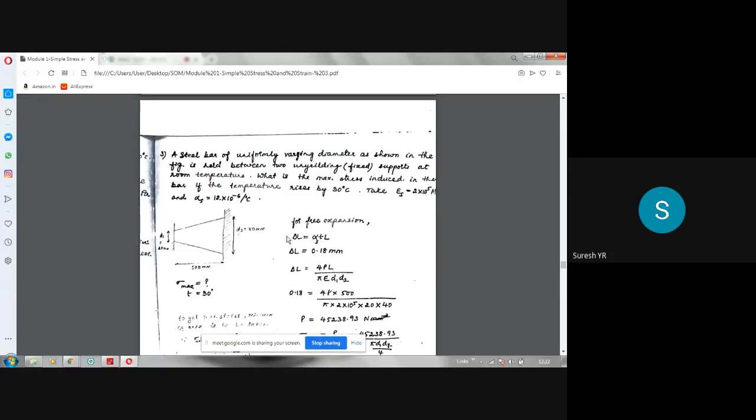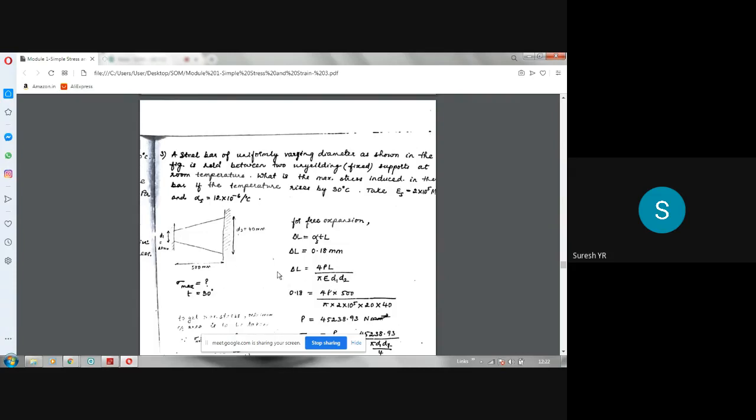Sorry, one second. So here delta L, you have to do like this. For free expansion, alpha T L is there, this is the formula. So alpha is 12 into 10 power minus 6, into T, the rise in temperature, which is 30, into L, the length of the bar, 500 mm. That means suppose it is subjected to only temperature, this is the stress that is going to develop. So you will be getting 0.18 mm. 0.18 mm is the elongation if it is subjected to temperature stress.